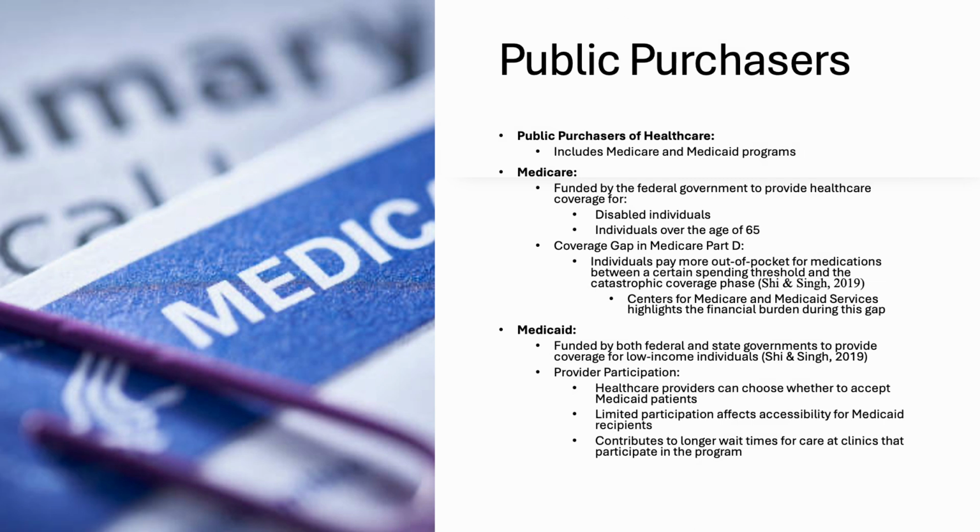Purchasers would include Medicare and Medicaid. The federal government funds Medicare to provide healthcare coverage to disabled individuals and those over the age of 65. According to Sheehan Singh, they discuss a coverage gap specific to Medicare Part D that leaves individuals paying more out of pocket for medications. According to the Centers for Medicare and Medicaid Services, individuals are responsible for a more significant portion of the medication cost once they have spent a certain amount on prescription medications, but before the individual has reached the catastrophic coverage phase.